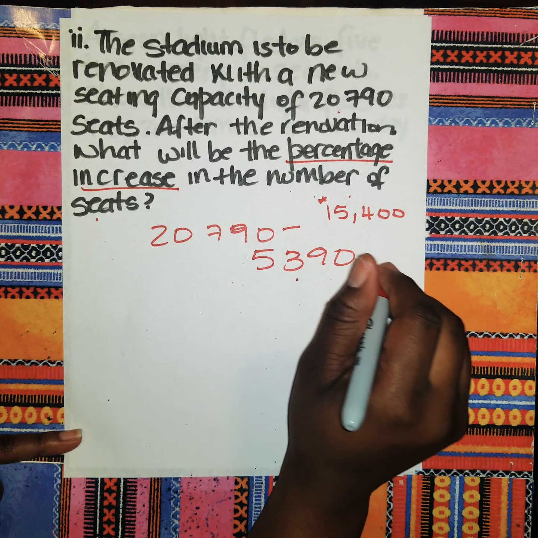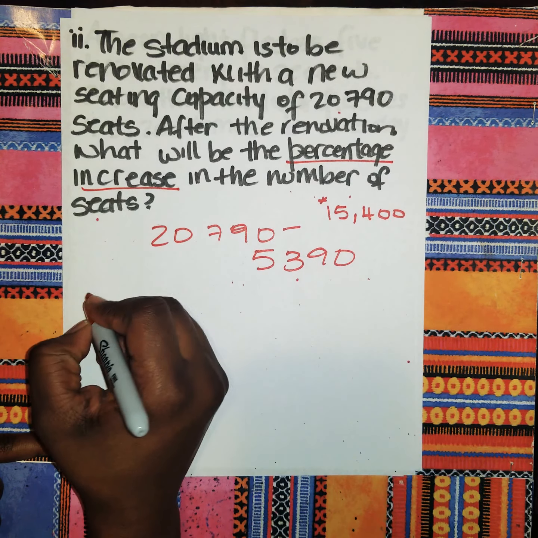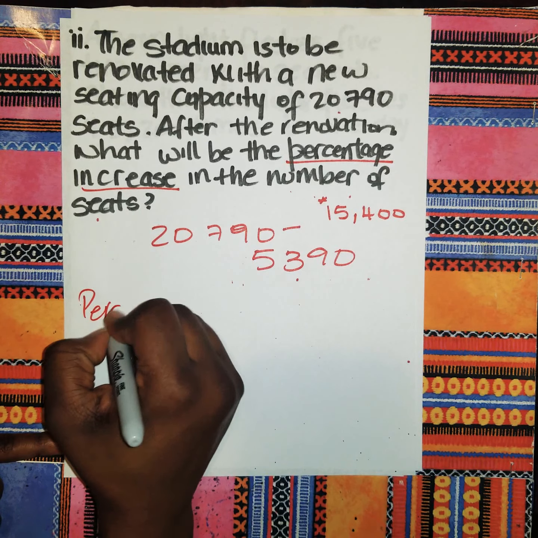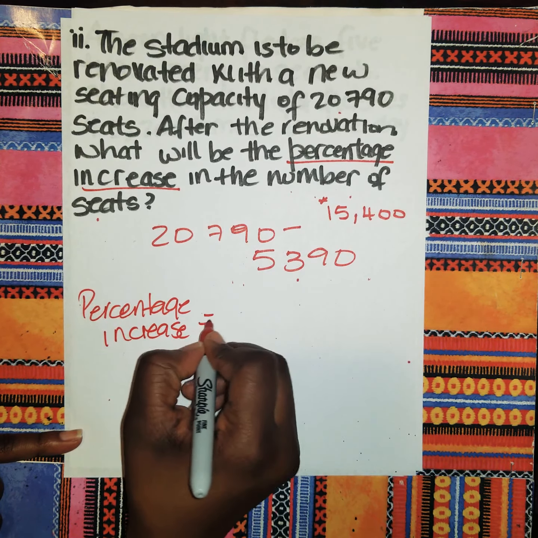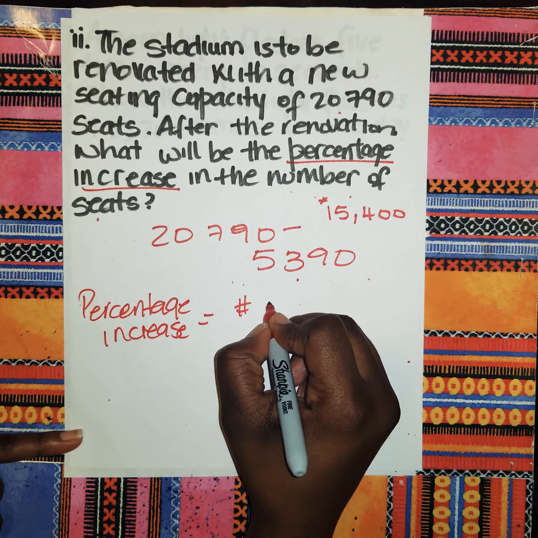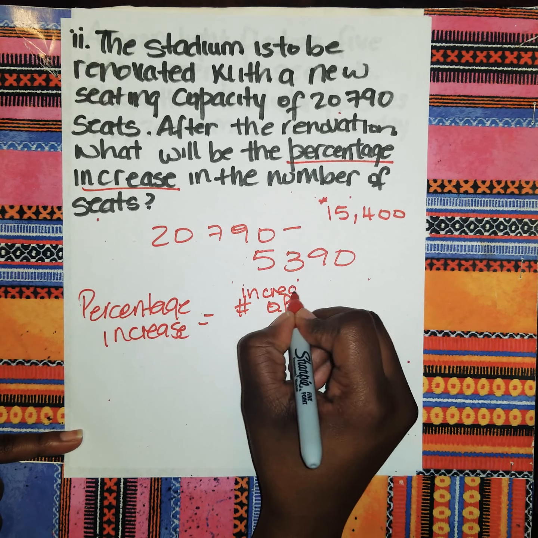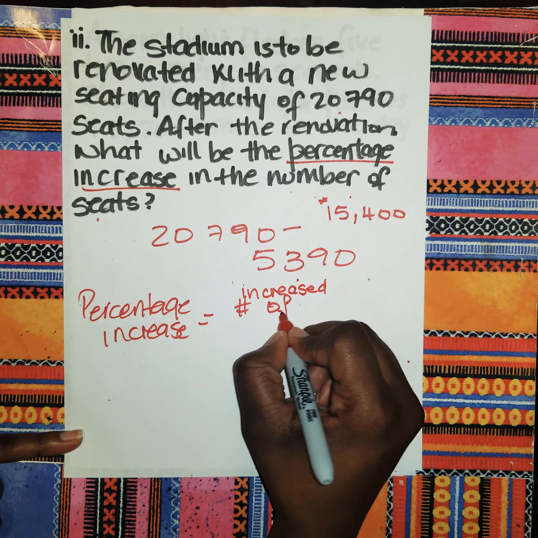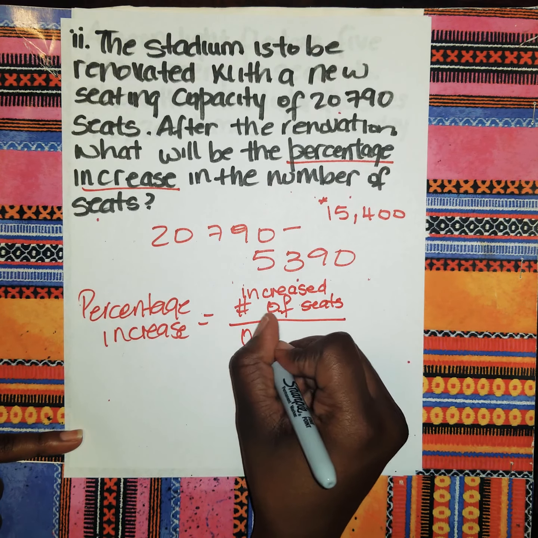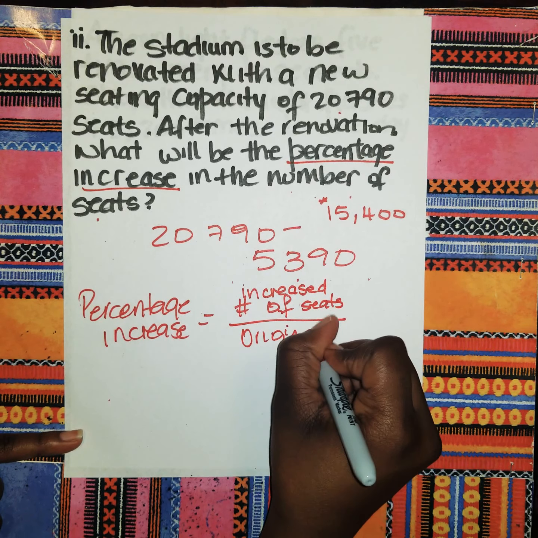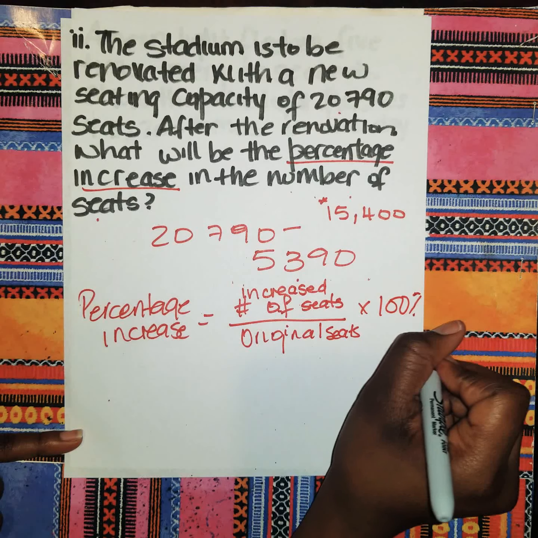What you do, guys, if you know how to calculate percentage profit, the same scenario can be applied here. So percentage increase will be the increase number of seats, all over the original seats, times 100%.